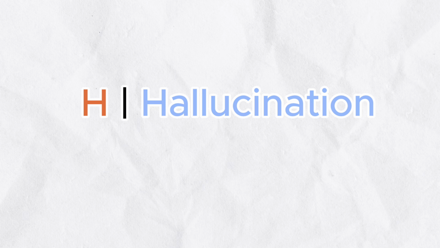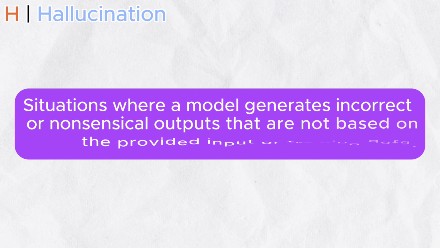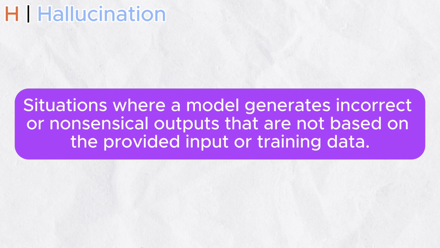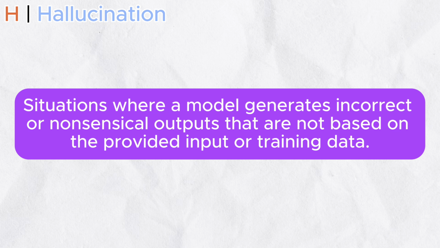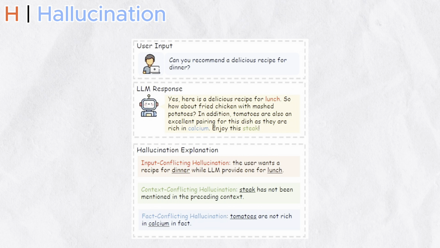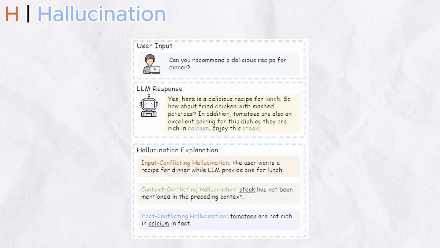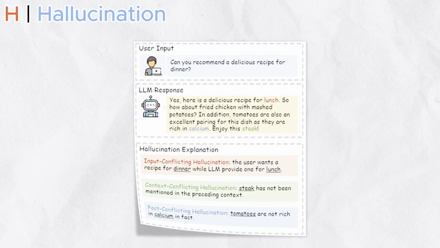H for hallucination. In AI, hallucination refers to situations where a model generates incorrect or nonsensical outputs that are not based on provided input or data. For example, a large language model may hallucinate by providing completely fictional statements when asked about factual information it hasn't been trained upon.